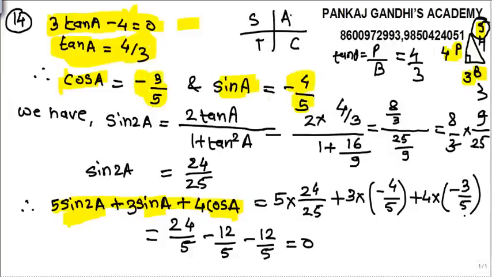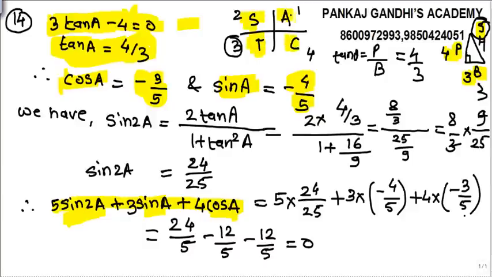Why minus here? Because it's given that angle A is in the third quadrant. This is first, this is second, and this is third, and this is fourth quadrant. And angle A is in the third quadrant. And we know, add sugar to coffee.